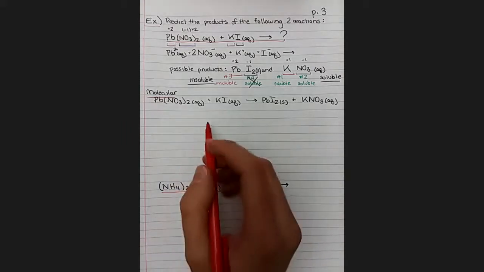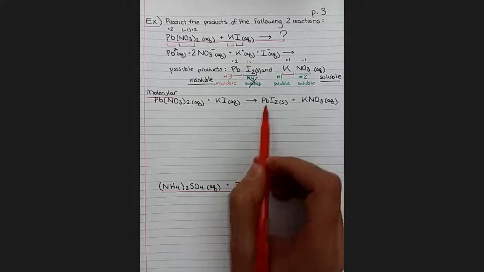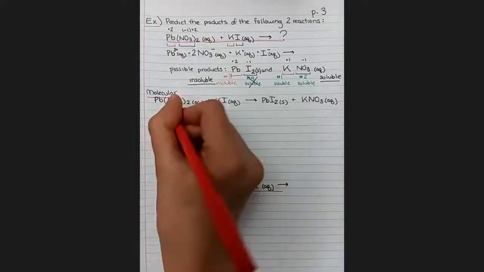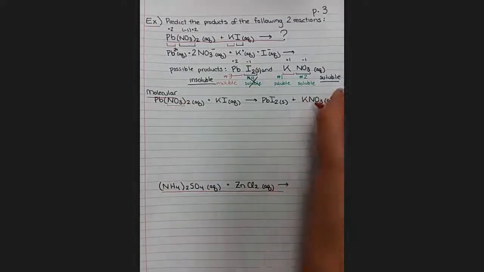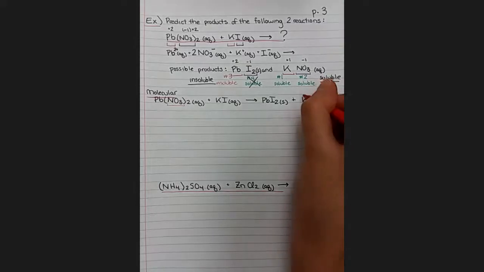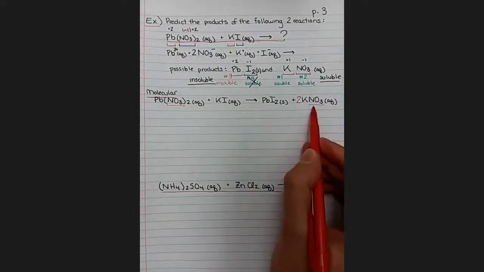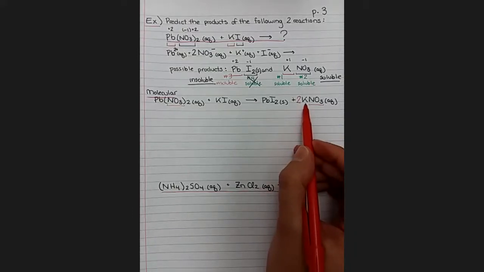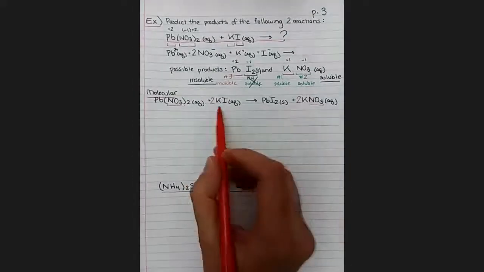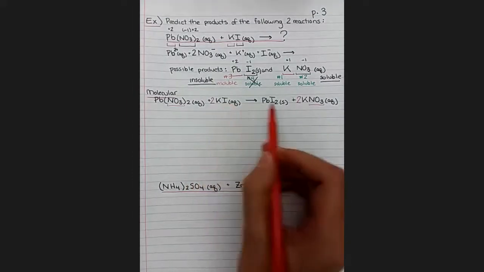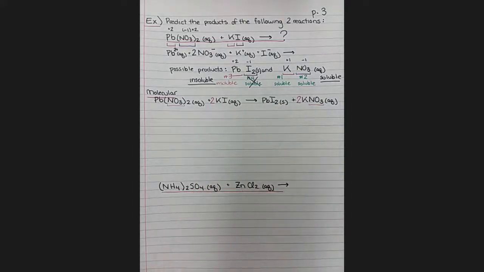And then we need to stop here for a second and balance. Let's see, there's one lead and one lead. We can balance this entire nitrate group as a unit instead of doing it as nitrogens and oxygens. There are 2 nitrates and 1 nitrate here. So we'll put a 2 in front of potassium nitrate. So now there's 2 nitrates on each side. We made 2 potassiums on the product side. So now we need 2 potassiums on the reactant side, 2 and 2. And then we've got 2 iodides and 2 iodides. So we've got a couple of coefficients. So now we are balanced.